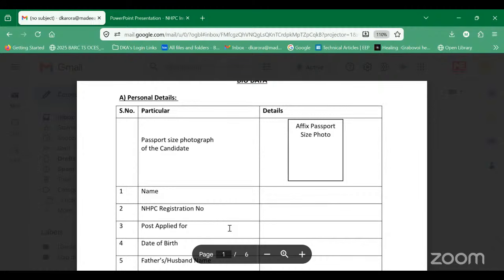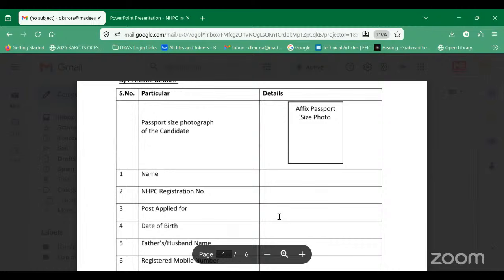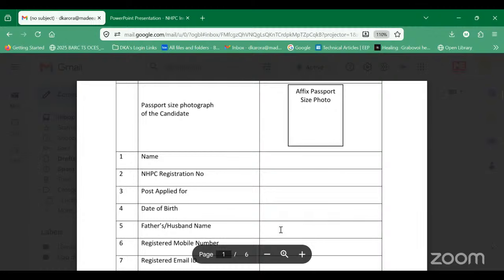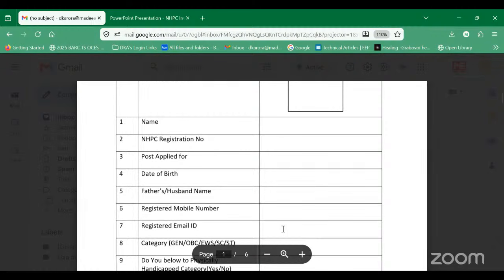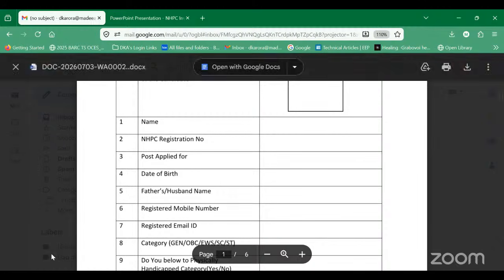Your name, NHPC registration number, you would have received it. The post applied for as per the advertisement, the date of birth, DD, MM, YYYY. Father's name or husband's name as applicable, your registered mobile number, registered email ID. When you're writing your email ID, please fill up in capital letters. Whenever I have to intimate somebody about my email, I always write in capital letters so that there is no ambiguity.